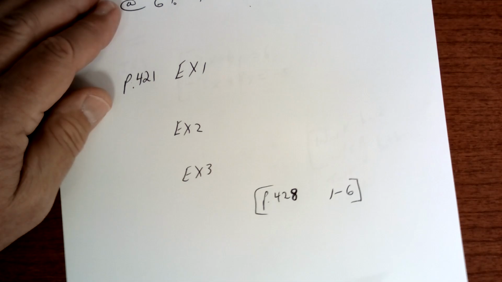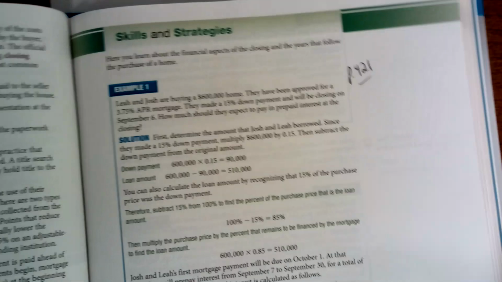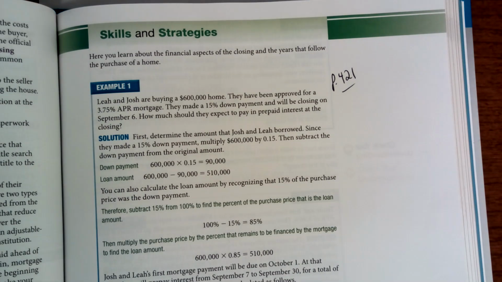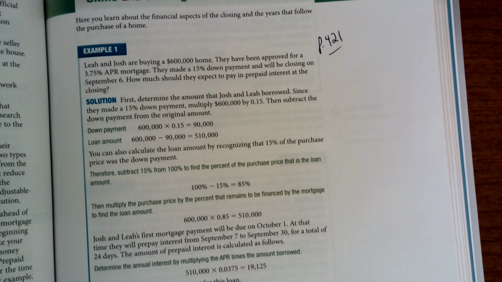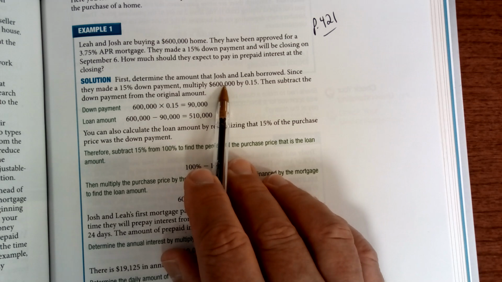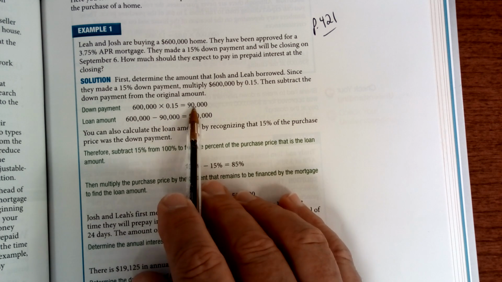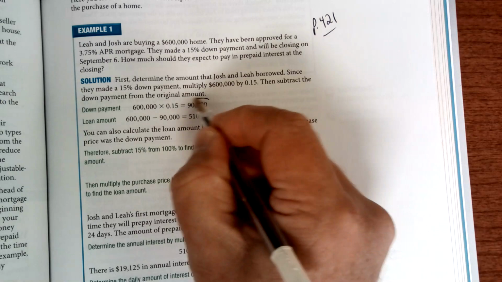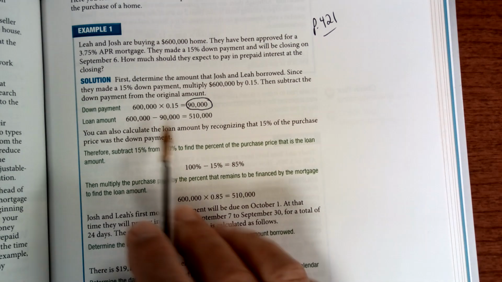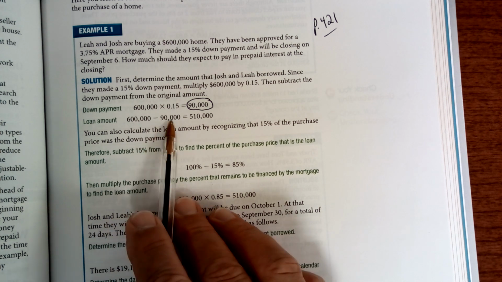All right, let's go to page 421, example 1. Okay, so take a look at what they're doing here. They want to borrow 600,000 at 15%. They have to have 90,000 in the bank account or they can't buy this house. You take how much the house is selling for minus your down payment. That's how much you're going to borrow.